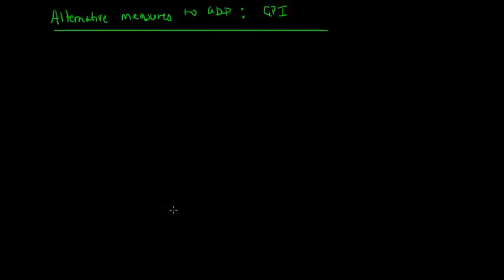So in the previous lecture we talked about how GDP was an inefficient measure of our living status. So now we're going to talk about alternative measures to GDP as a more complete measure of both our material and non-material living status. So the first one we're going to talk about is the GPI, or the Genuine Progress Indicator.